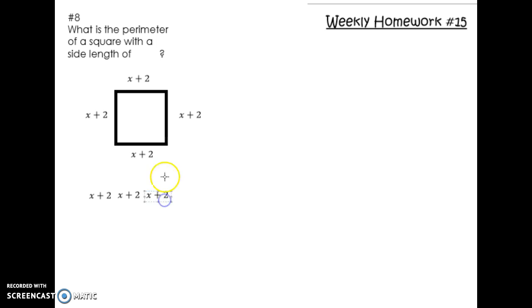Actually, I'll just set it up for you guys right here. So this is what it's going to look like, except that there should be plus signs in between these.